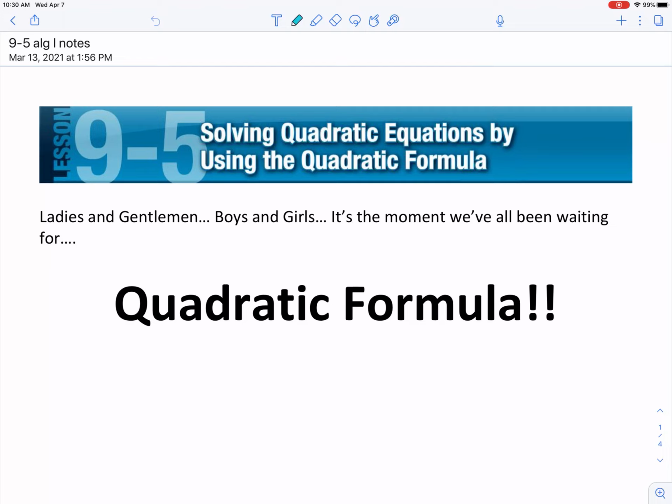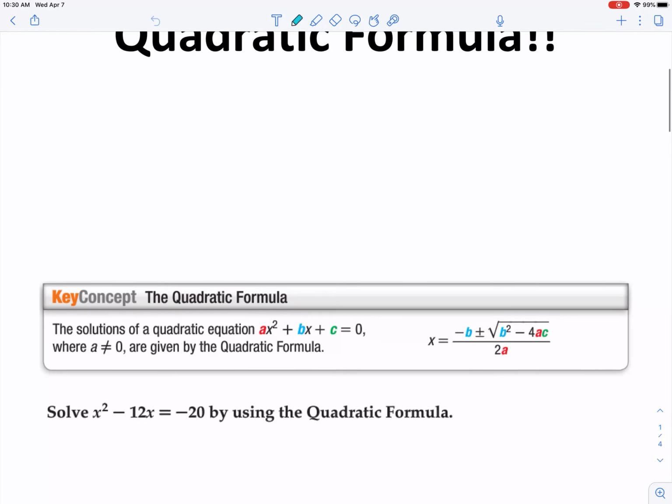Today in 9-5, we get to do the quadratic formula, and it is the surefire way to always be able to solve for the roots of a parabola. This formula is written right here where you can see it. And again, we're going to be looking at A, B, and C. And notice all the places it gets plugged in, like so. One thing that you might notice is that it does have to equal 0.